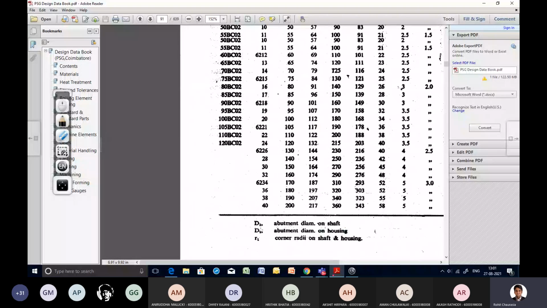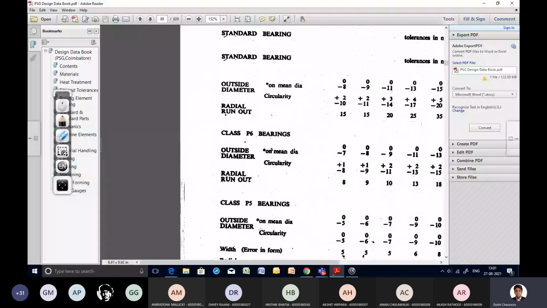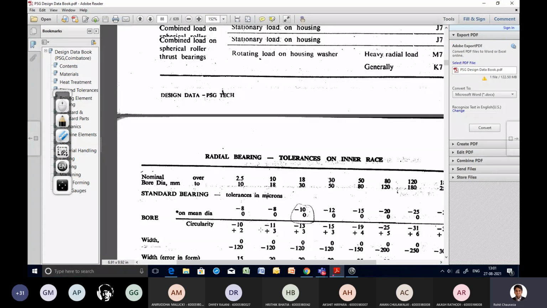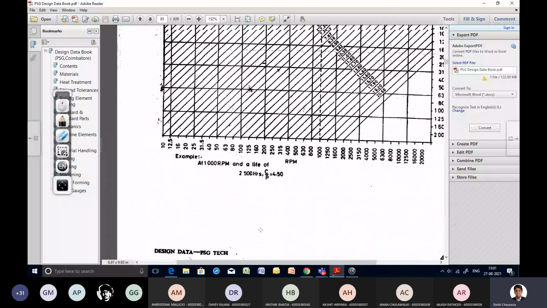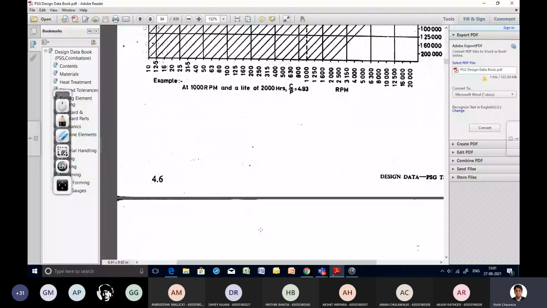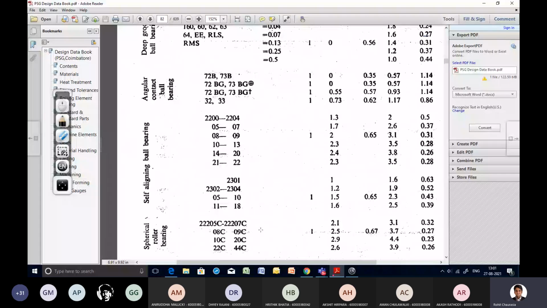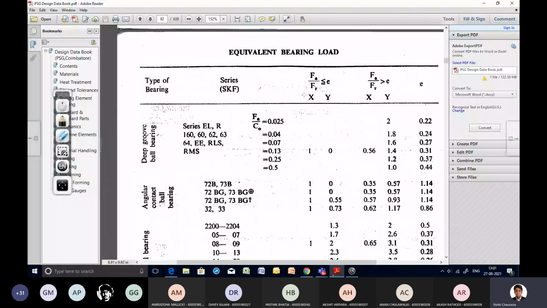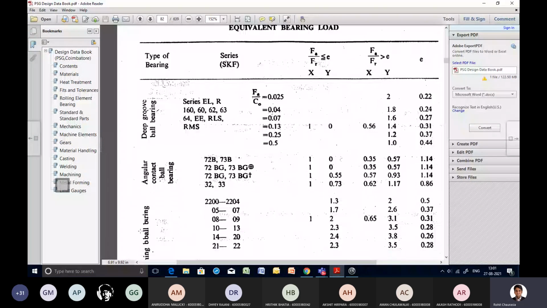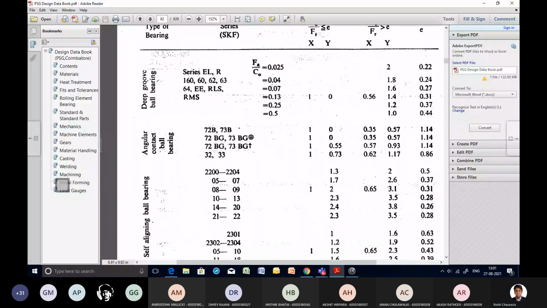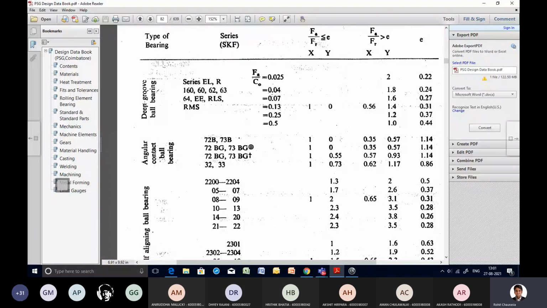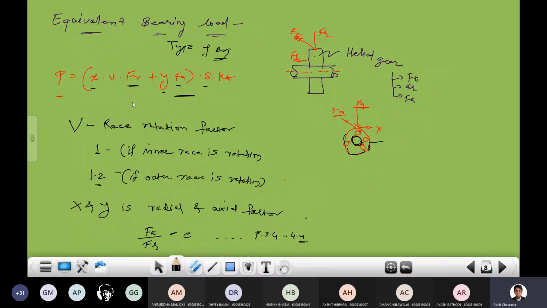So let me show you that table. If you see here, if you want to calculate the value of X and Y, at that time you must know the type of the bearing. If you know the type of the bearing, then only you can find out X and Y. So if you know the type of the bearing, you can proceed with this formula. That formula is given in the question only.